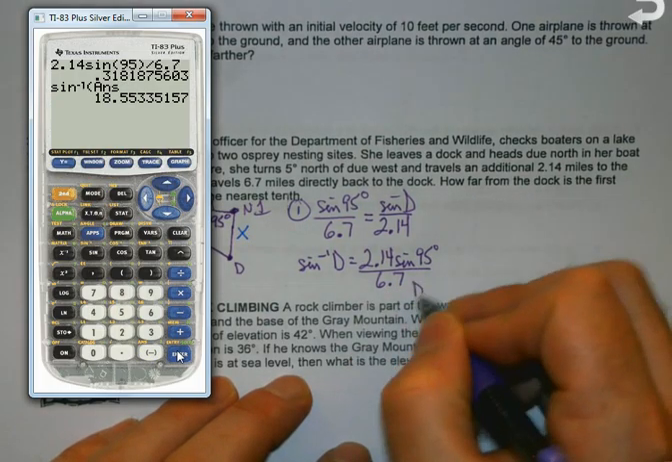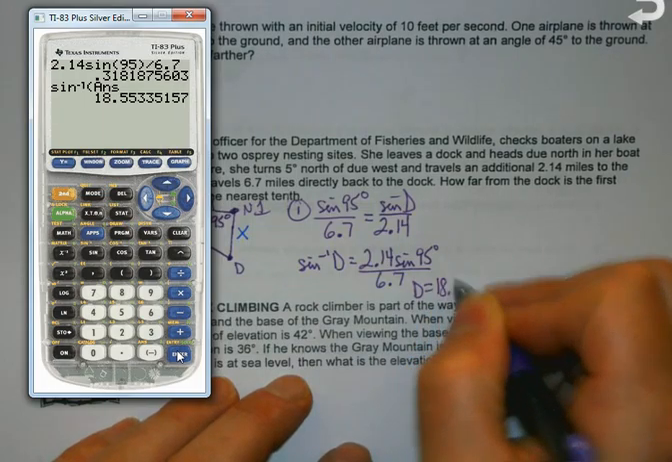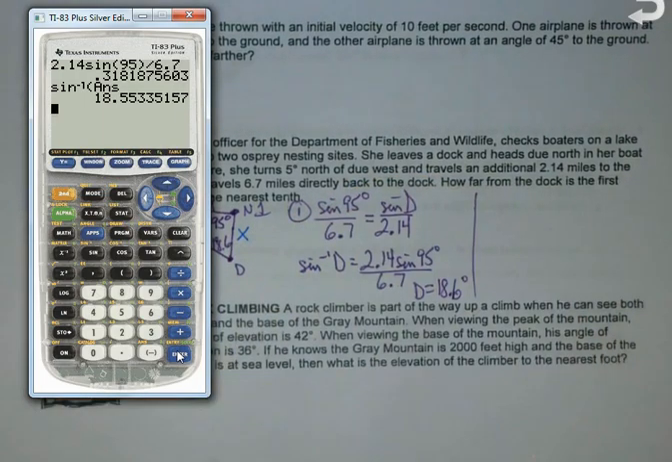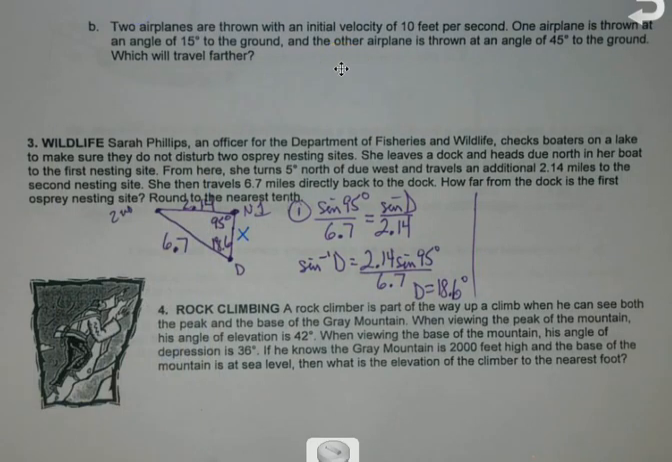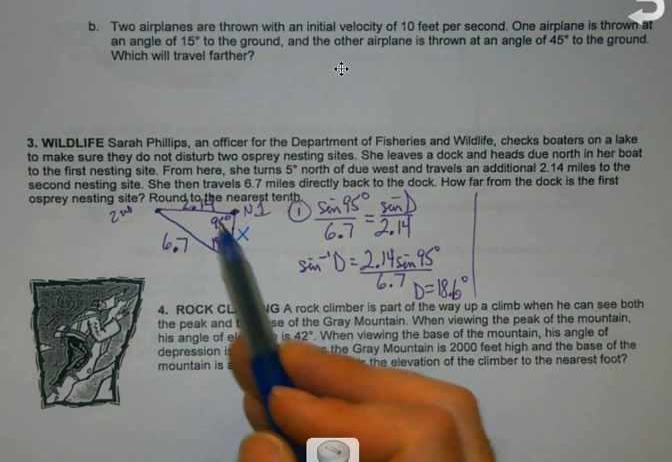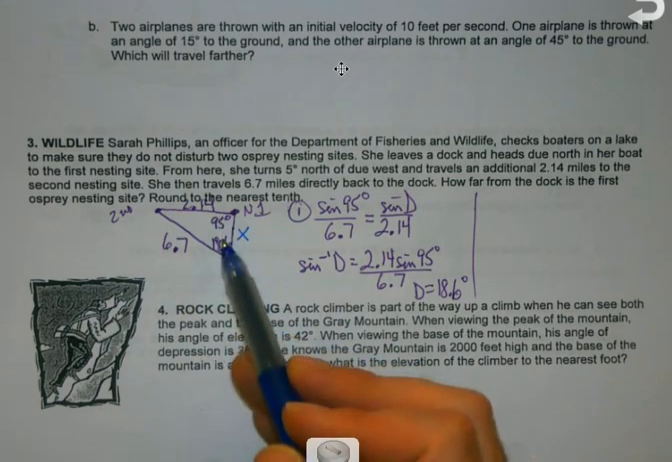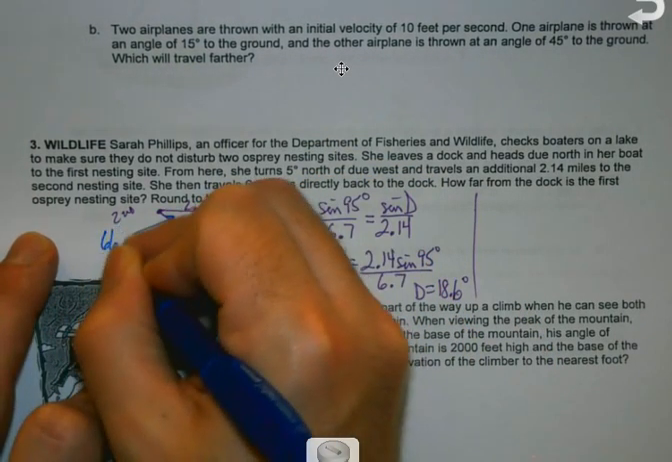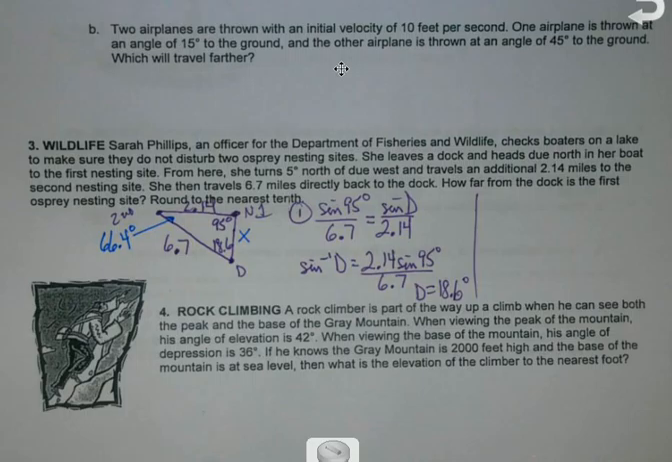So D is 18.6 degrees. So I plug that in, and that's actually going to make my life easier to finish this off, because now I can take these two guys. To get my other angle, I can add these two up and subtract from 180. So that gives me 66.4 degrees in that other one, and now I've got all my corresponding parts.